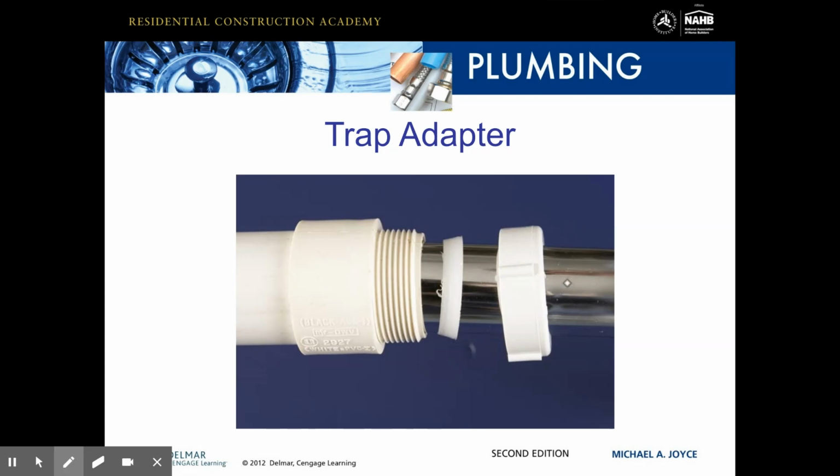So here we can see that this is coming in, most likely from your fixture. You have your gasket, and then right here is your adapter. So this gasket will allow that to seal tightly, and this just gets turned until it's tight.